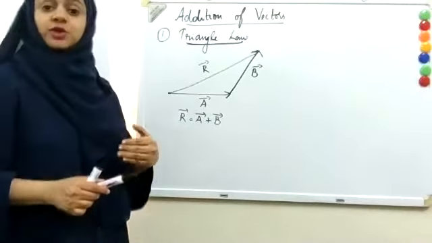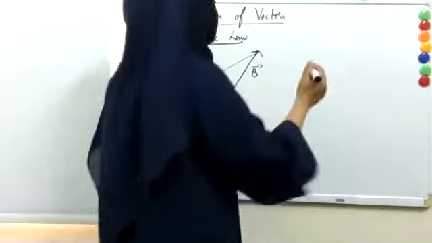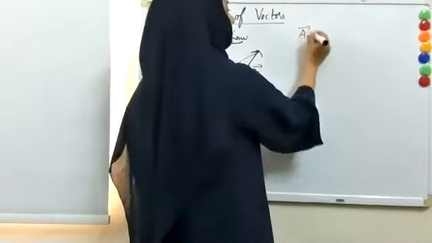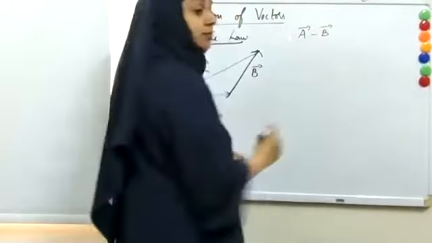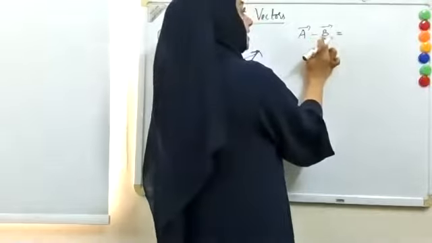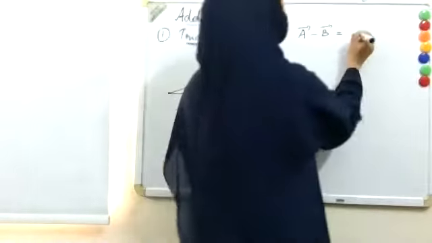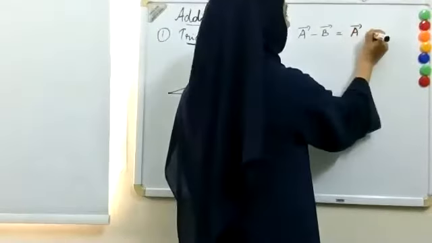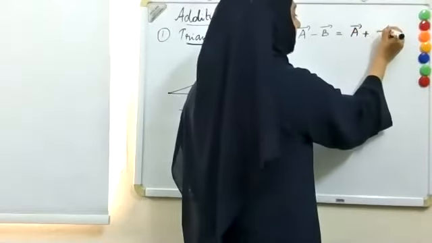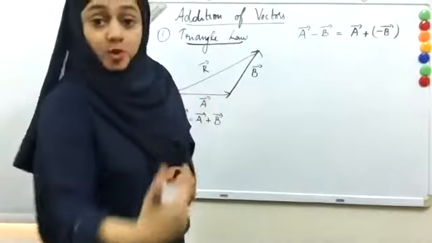Now suppose we need to subtract the same vectors. What we require is A minus B. Suppose we require A minus B. It's easy. You just have to add the negative of B. That is B taken in the opposite direction. So you have to add to vector A minus B. So the same vector B taken in the opposite direction.